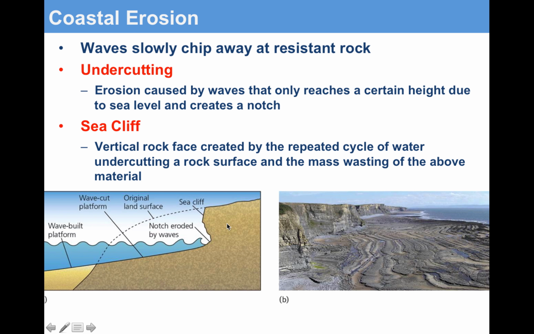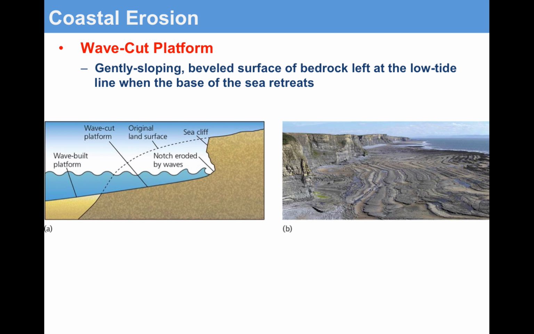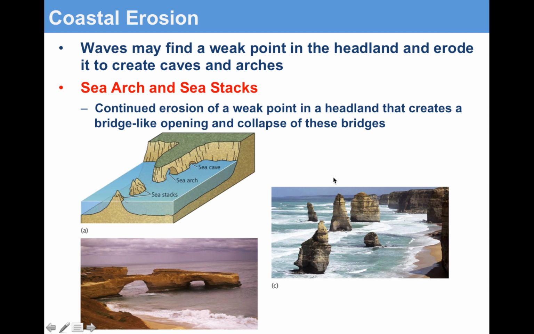So it can create sea cliffs like this. And here's some sea cliffs on this other side at B. This is caused by undercutting and sometimes by mass wasting. So we can have mass wasting happening here too. We can also have wave cut platforms, which are these things right here. These are left by low tide and high tide changes. This is where the sea level's retreating, coming back in.